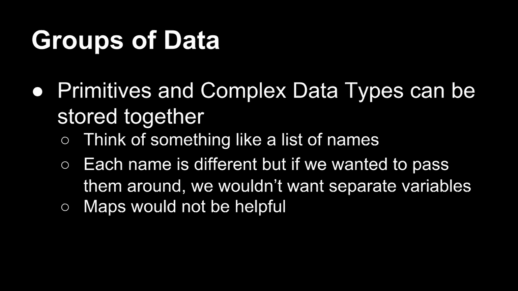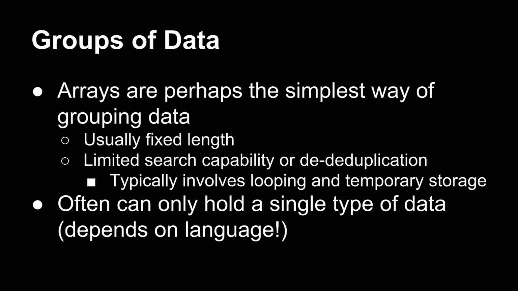Well, I could have an object like a hash map and say student 1 name, and then give them the name, student 2 name, give them the name. But that's not very efficient. Maps would not be helpful in that case. What I would want in that case is an array.